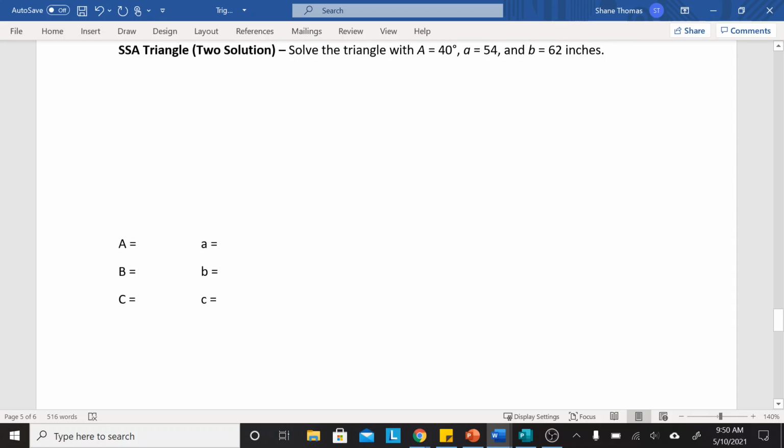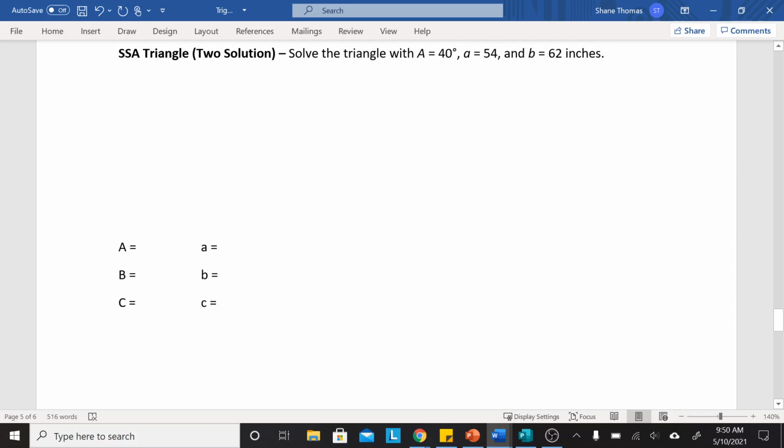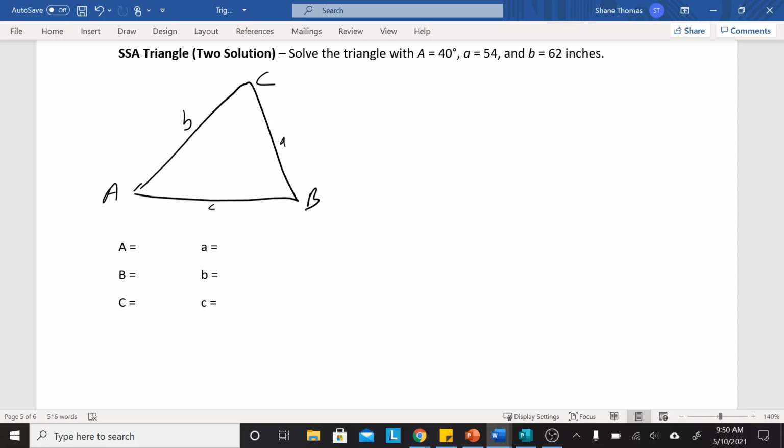All right, so we're going to look at this triangle here. A is 40, little a is 54, and little b is 62. Let's go ahead and draw our triangle. A, B, C. Okay, here's what we have. Fill our stuff in, so that's 62, 54, and 40 degrees.